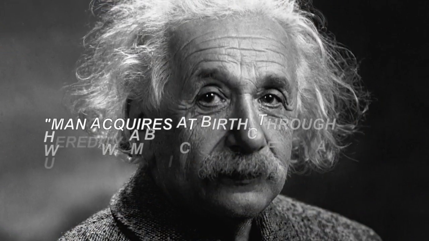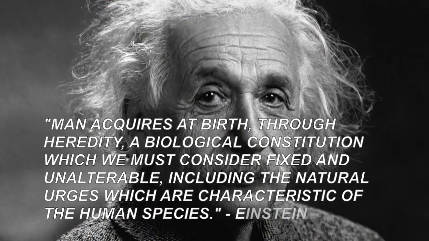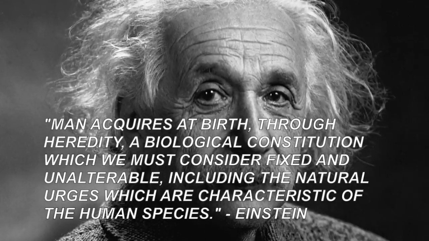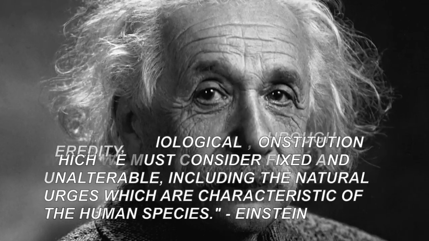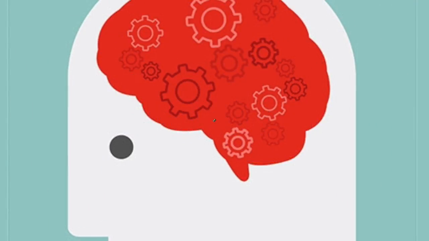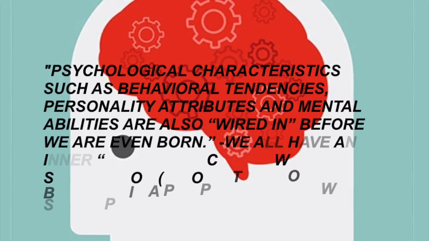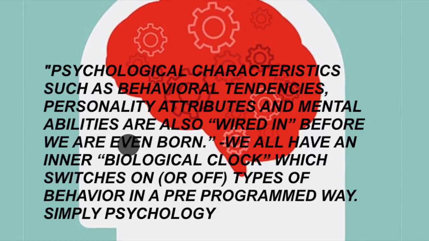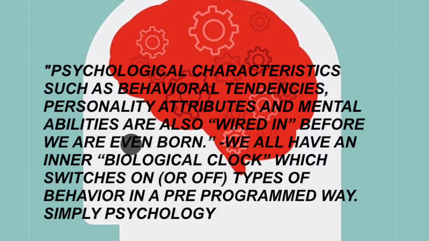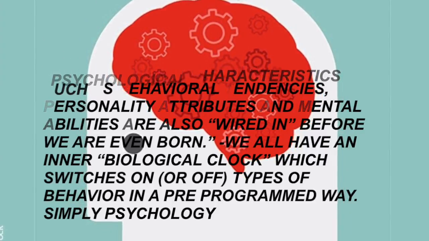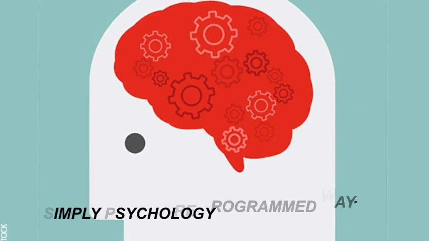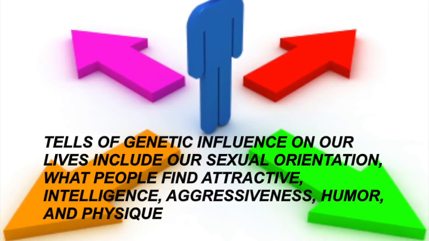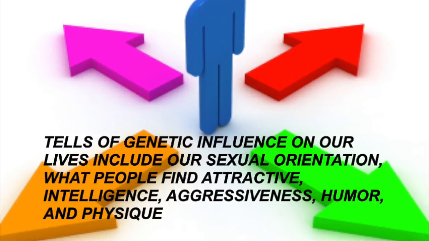A quote from Einstein: "Man acquires at birth, through heredity, a biological constitution which we must consider fixed and unalterable, including natural urges which are the characteristics of the human species." A quote from Simply Psychology: "Psychological characteristics such as behavioral tendencies, personality attributes, and mental abilities are wired in before we're even born. We also have an inner biological clock which can switch on and off the behavior in a pre-programmed way."